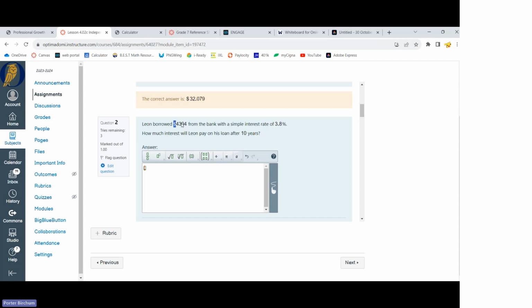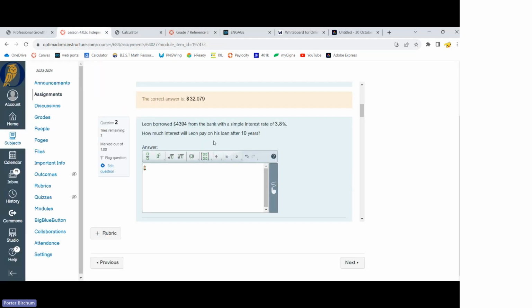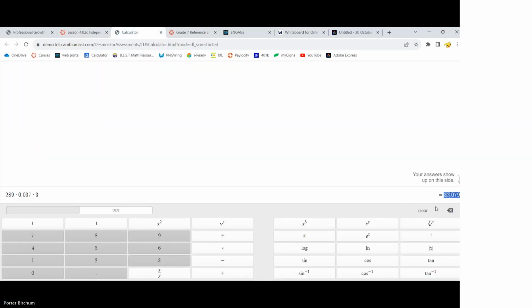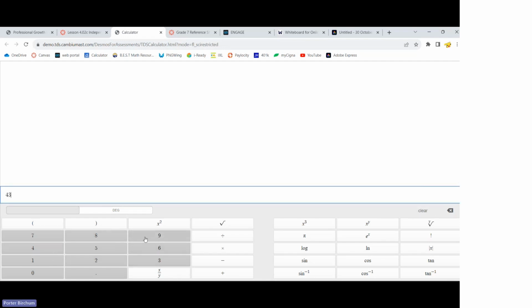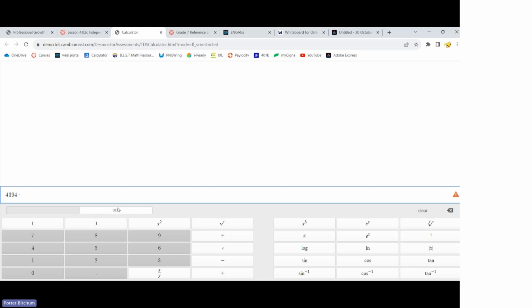So it looks like this is my principal. This is my rate. And this is my time. Principal times rate times time equals my interest. So I need to multiply these 3 numbers together. 4,394 times 3.8%.